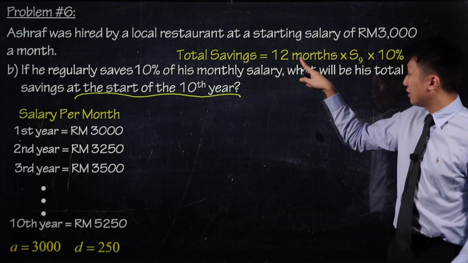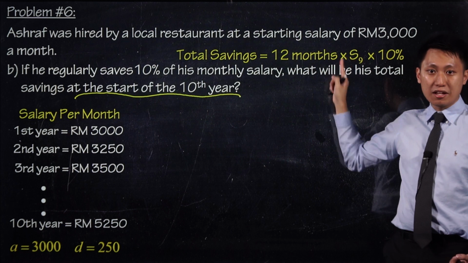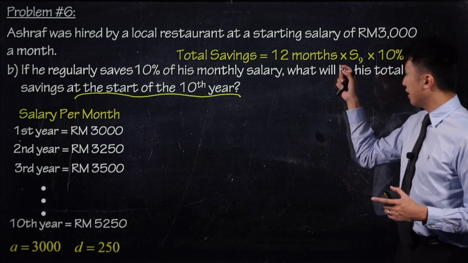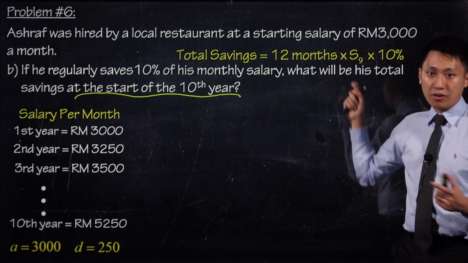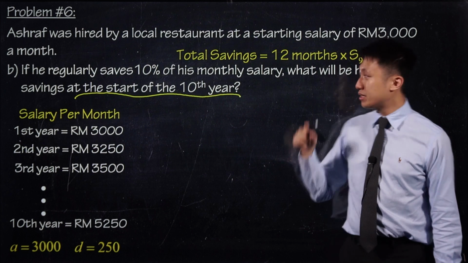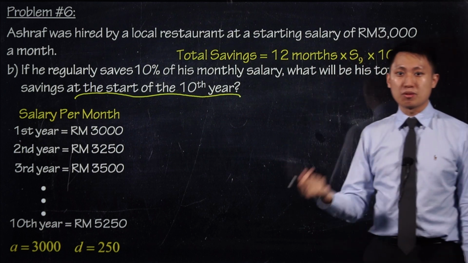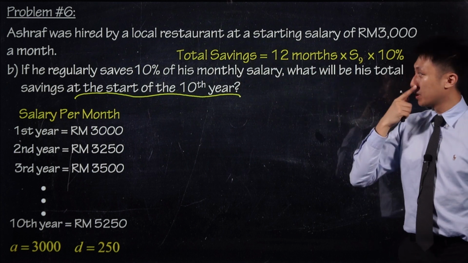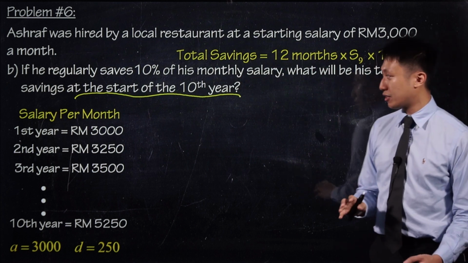That means this is the salary that you make from the 9 years. In 9 years you make this much, but you only save 10%, which means you multiply by 10%, which is 0.1. That's why you have this formula over here. I guess you are fine so far, right?